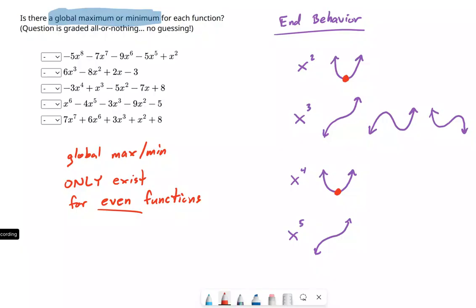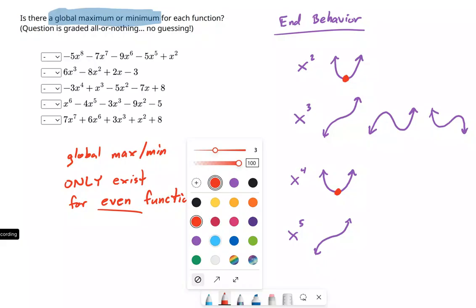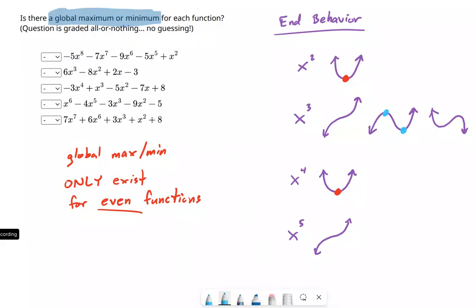But for polynomials, you simply just look at the exponent at the leading term and say, is that even or odd? And it might have all sorts of other things in it, like, see this x cubed over here? Sure, that had a local max and a local min, but that's not what we're talking about. We're talking about the absolute max and min.